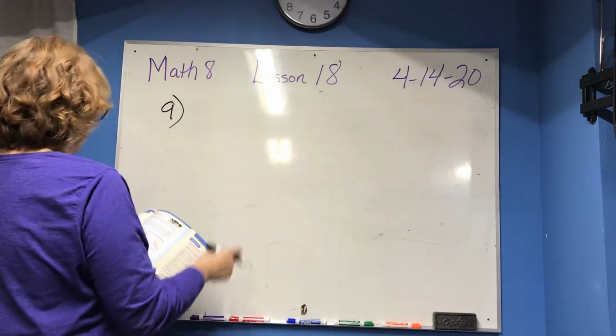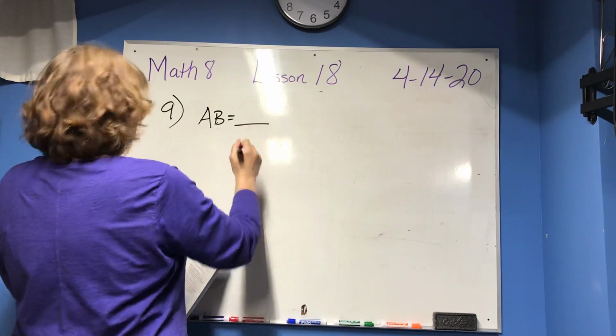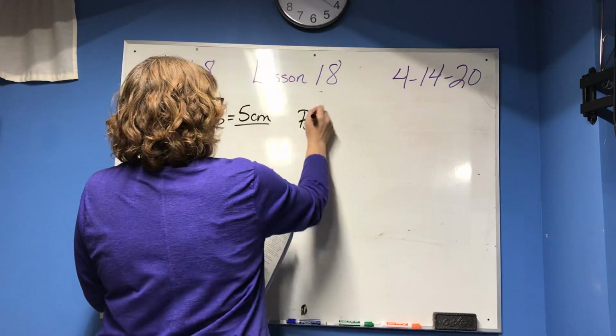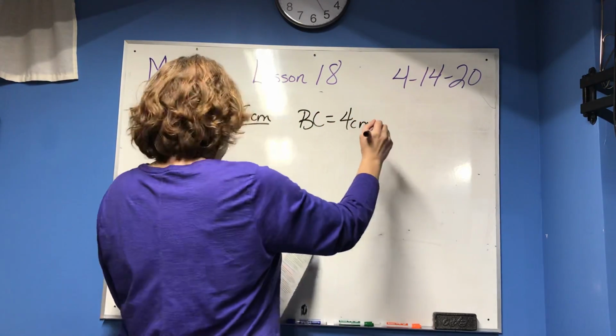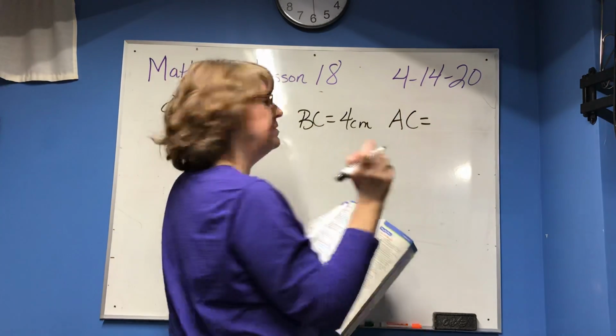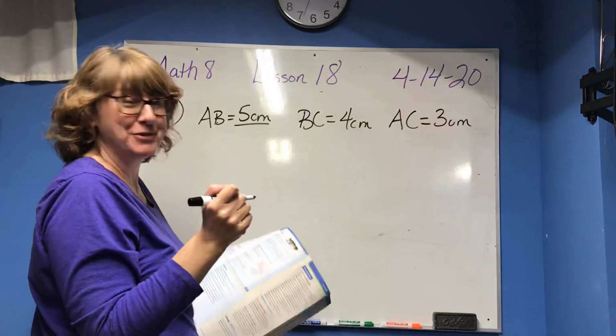So number 9. Okay, so segment AB, what did you get? 5 centimeters. Segment BC, 4 centimeters. And segment AC, what did you get? 3 centimeters. Okay, now the angles. Let's see how you did.